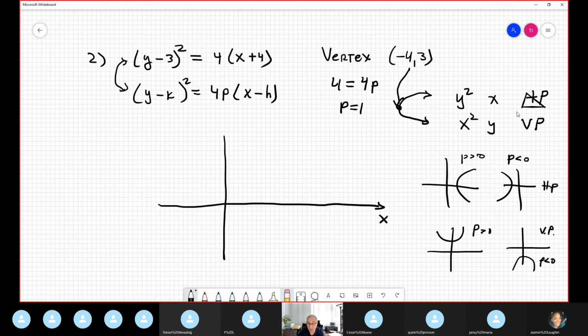Okay, our parabola P is not 1, it's positive, no? Therefore, the vertex is located at the point negative 4, 3. Negative 1, negative 2, negative 3, negative 4, 3. Positive 1, 2, and 3. This is the y-axis, this is the vertex. I know that our parabola opens in that direction. But no, I don't want to draw something crazy like that.